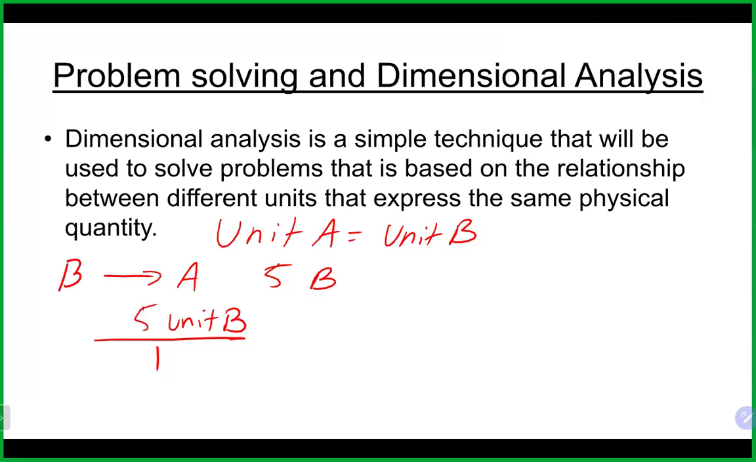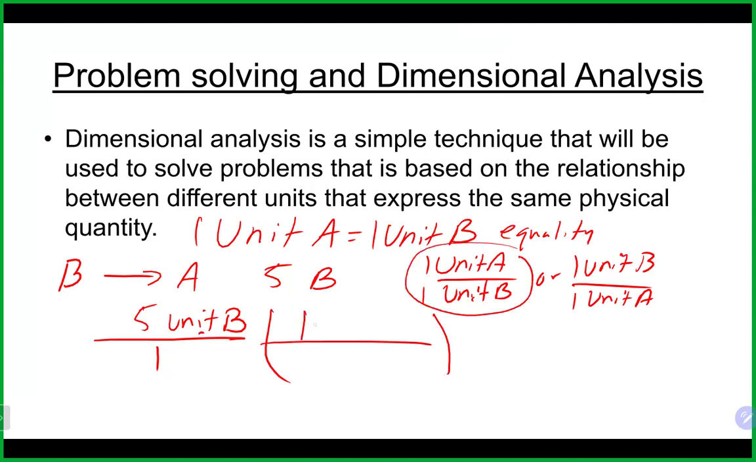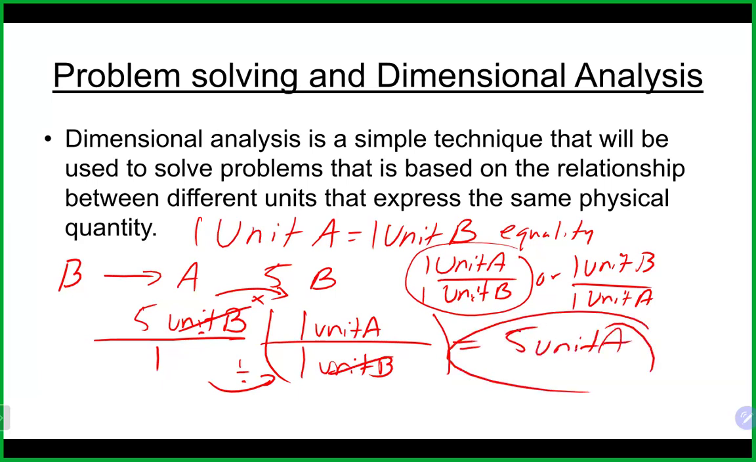So once again, this is our equality, which gives us our two conversion factors, unit A over unit B, or unit B over unit A, and we'll just assume there's one of each of these. 1 unit A equals 1 unit B. So once again, opposites cancel. Unit B is up on top. We would want it on the bottom, so it cancels. 1 of unit A, 1 of unit B. Once again, we're going to multiply always what's on top and divide what's on the bottom. Unit B cancels, leaves us with 5 of unit A as our answer.